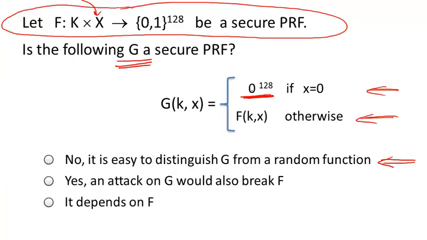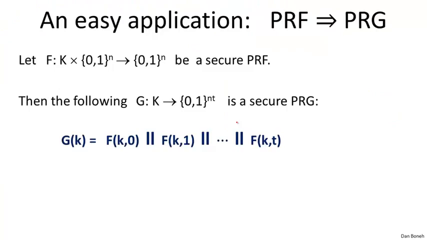So what this example shows is that even if you have a secure PRF, it's enough that on just one known input the output is not random. The output is fixed, and already the entire PRF is broken, even though everywhere else the PRF is perfectly indistinguishable from random.